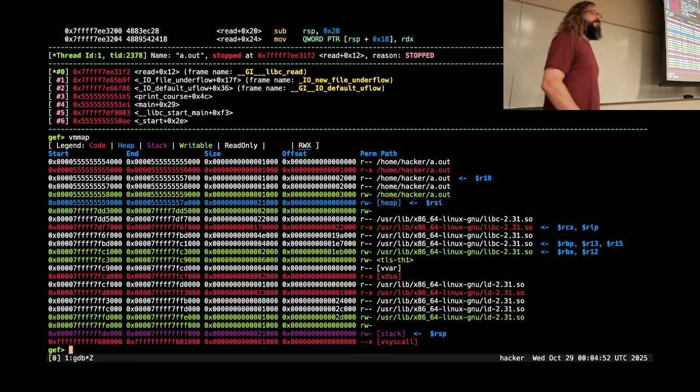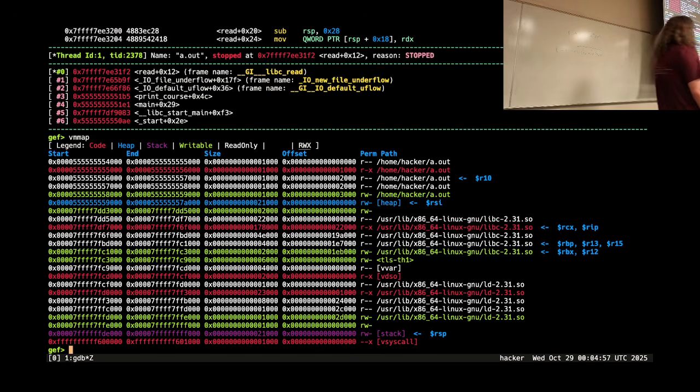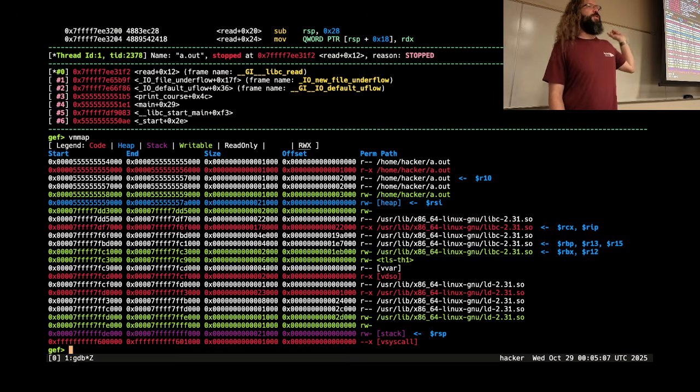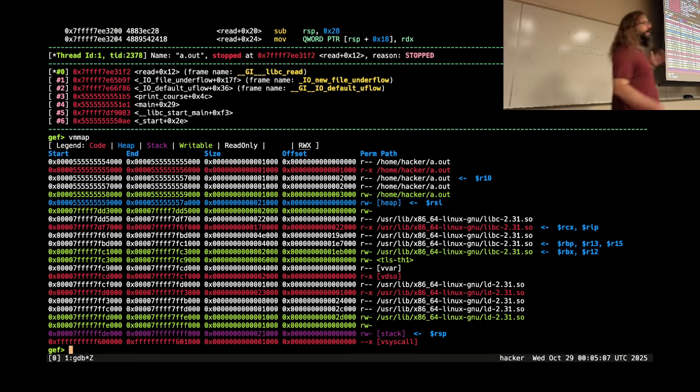Yes. How does the base get decided if ASLR is disabled? Because PIE would have offsets in memory for each instruction and so on. That is a great question. The question is, if ASLR is disabled, how is this memory address determined?